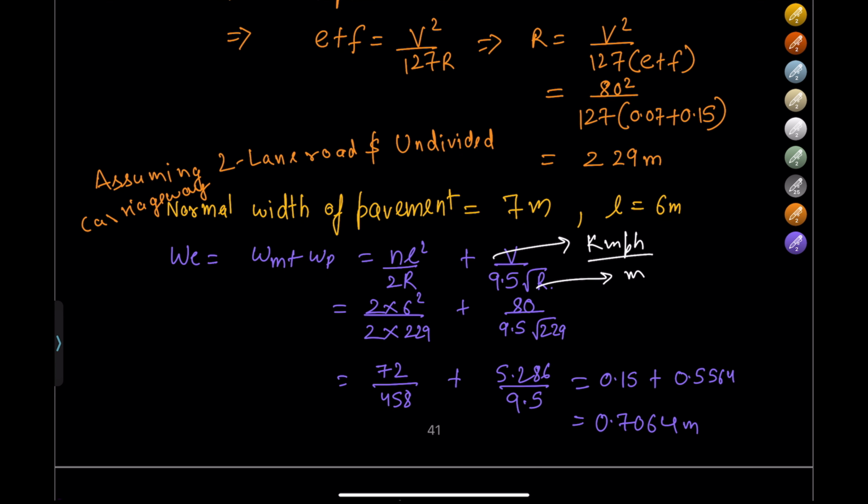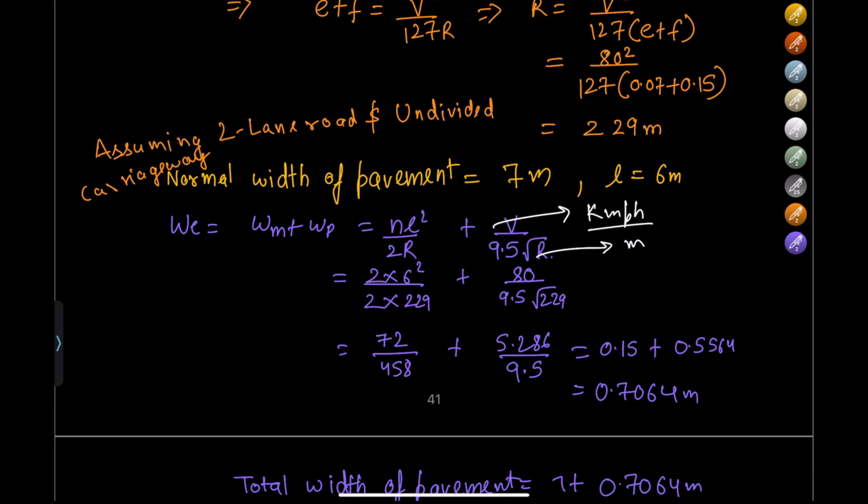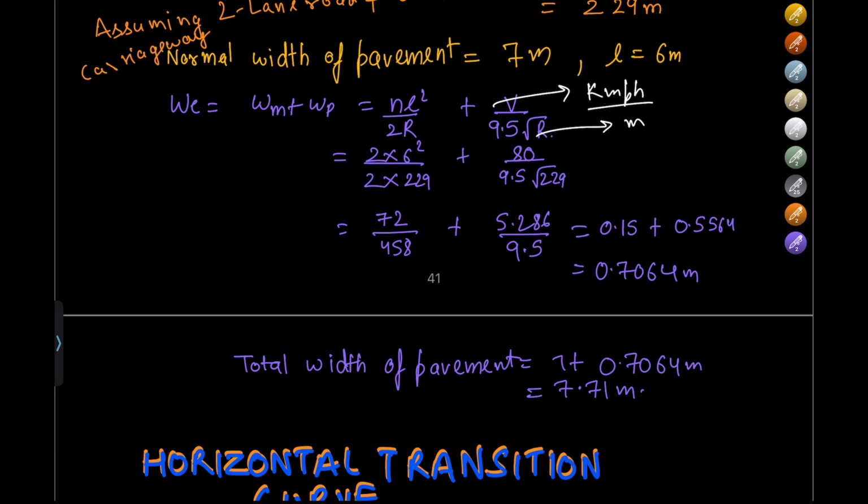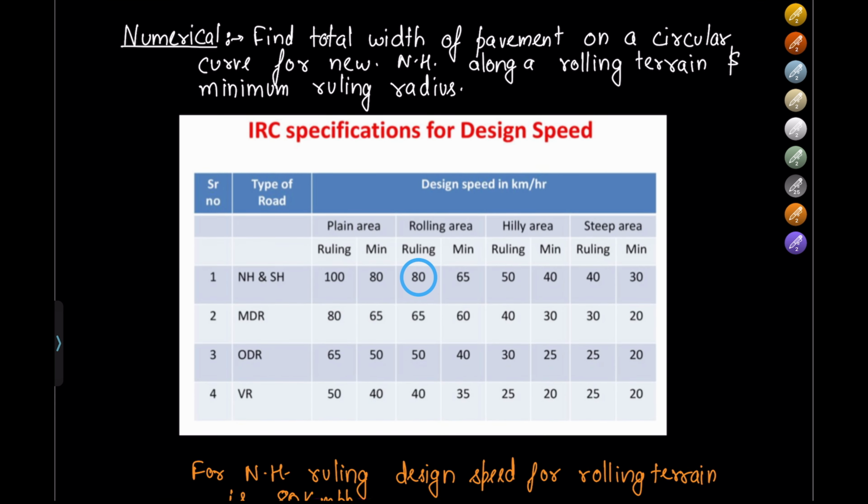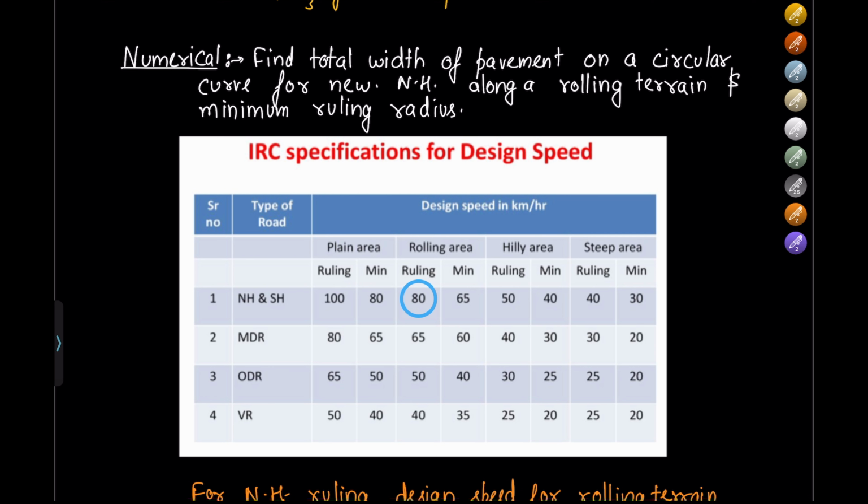So we'll input the values and we'll find that the value of extra widening would be equal to 0.7064. We'll add the total width of the pavement to this, and we'll find it to be 7.71 meters. So what we have done in this video is we have found the total width of the pavement that is required on the circular curve for a new national highway.